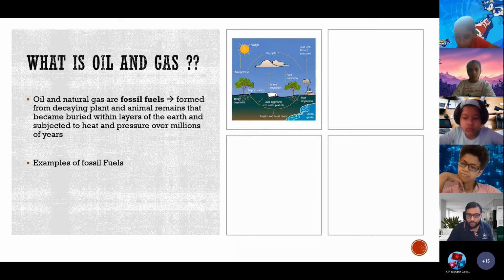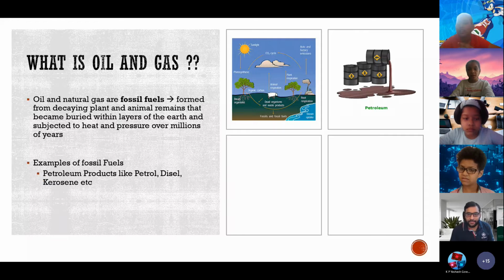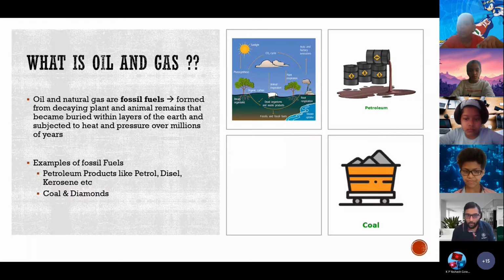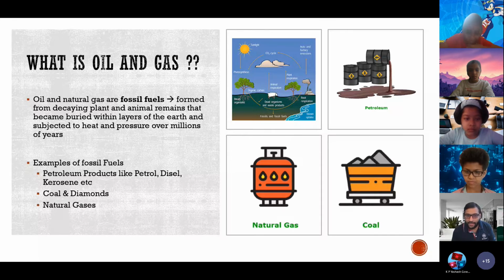So what are various examples of fossil fuel or oil and gas? Diesel, petrol, petroleum products, coal, diesel, coal, and natural gases. Very good. You guys are very intelligent, right? Okay, great. Now we'll move forward, right?